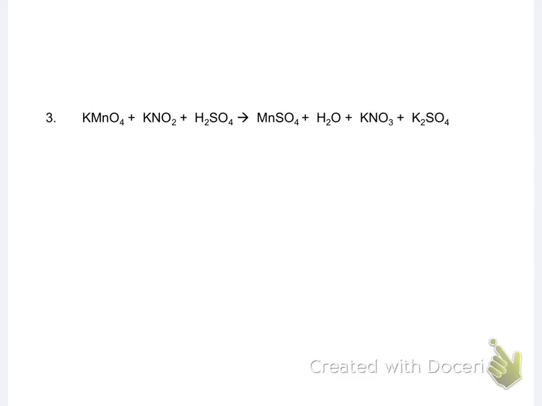Alright, this one's a lot more complicated. Okay, so I got to figure out which elements are affected. And usually if I have an ionic compound with a polyatomic, it's usually going to be the middle guy. But let's see. So this sulfur is part of a sulfate, and within a sulfate, the sulfur won't change charge. So it's not the sulfate. So it's got to be the manganese and the nitrogen.